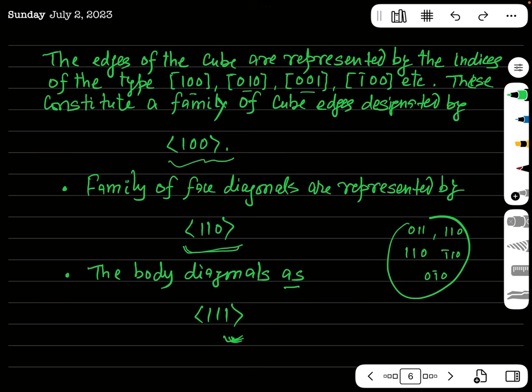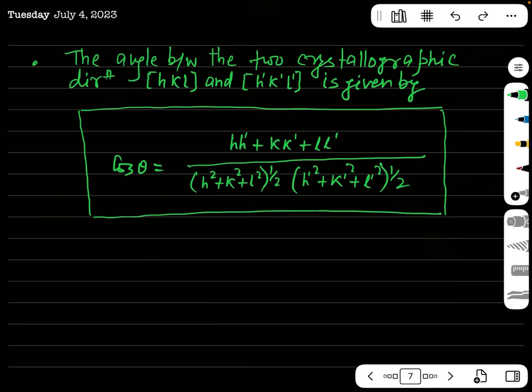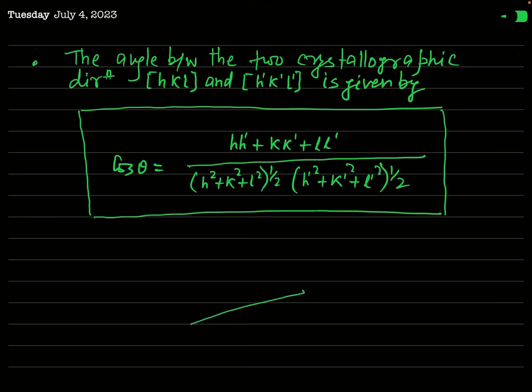Now I am providing you a very important formula, which is very helpful in solving problems. Let us say we have two directions. One direction is represented by writing the indices HKL. And there is another direction, represented by the indices H dashed, K dashed, L dashed. Let us consider the angle between these two directions is theta. Then how will this theta be determined? The angle between these two directions is determined by using this very important formula.